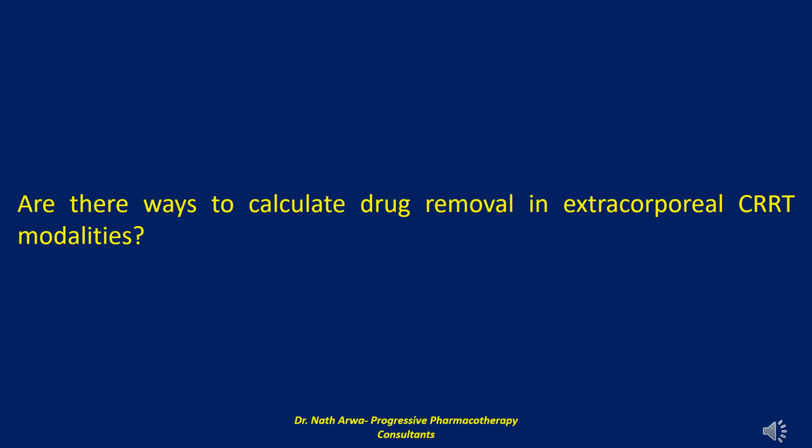Calculating drug clearance is much more difficult in hemodiafiltration modalities, such as continuous veno-venous hemodiafiltration, because both convection and diffusion account for drug clearance, and it is difficult to predict drug clearance precisely.